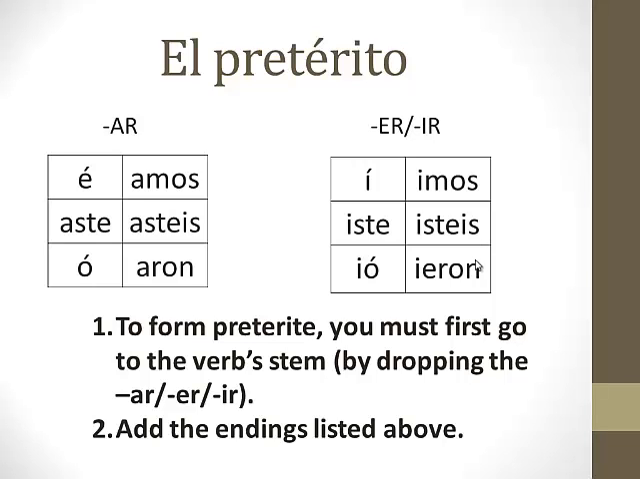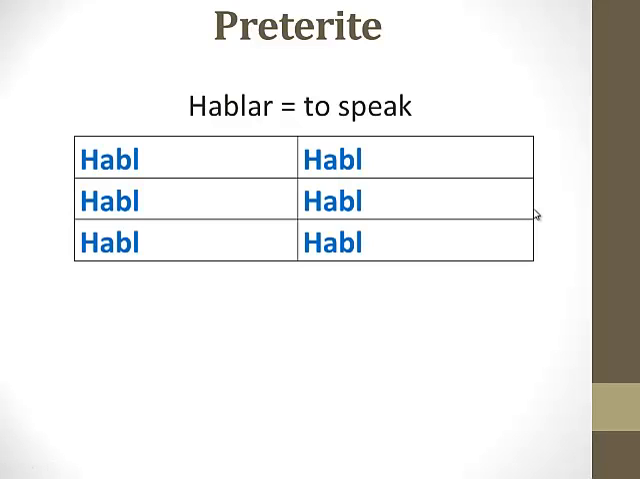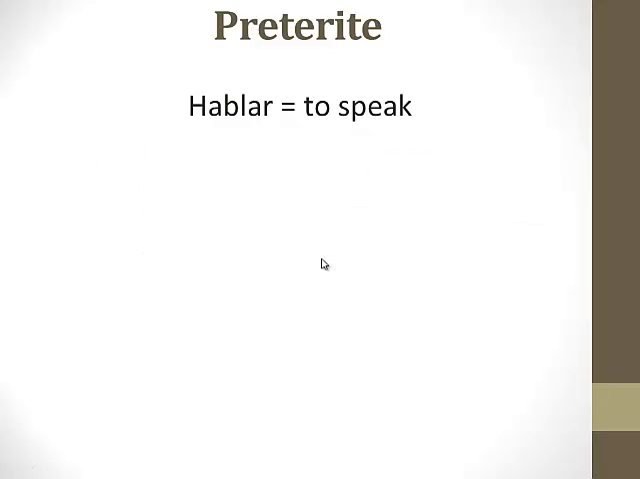Now, let's see if we can take a verb and conjugate it in the preterite tense. The first verb we're going to work with is hablar. Hablar means to speak. You can see here that I have completed step 1. I dropped the AR from hablar. We are now left with the verb's stem. Our next step is to add the endings.